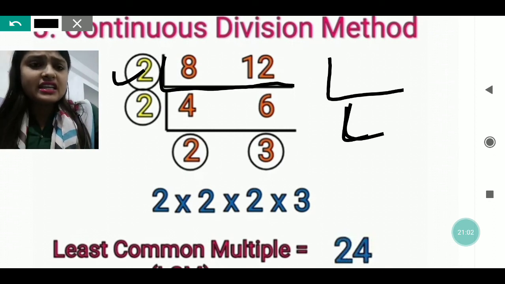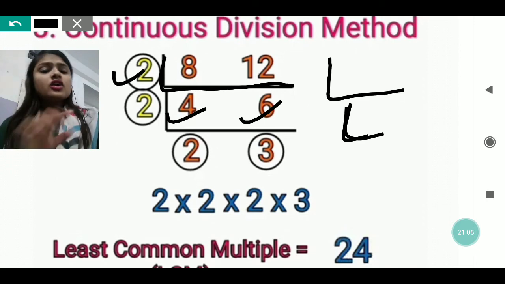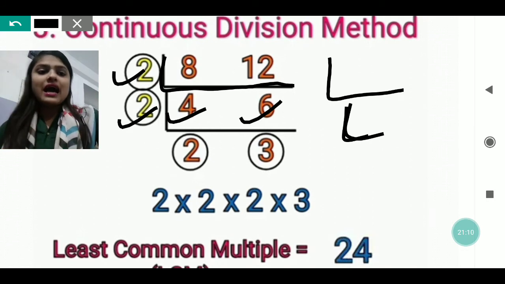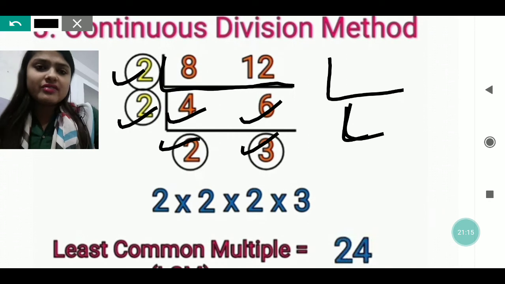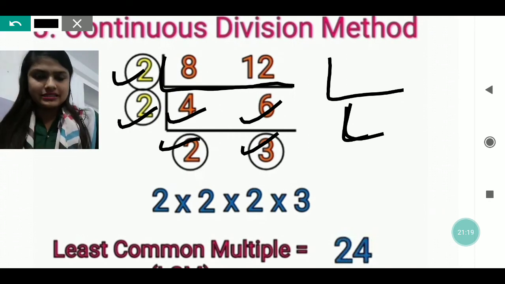So when we divide these two, we get 4 and 6. Again we divide 4 and 6 by 2, and I am getting 2 and 3. So like this I have divided. Now is it possible to divide 2 and 3 by any common number? No, it is not. So we will leave it as it is.